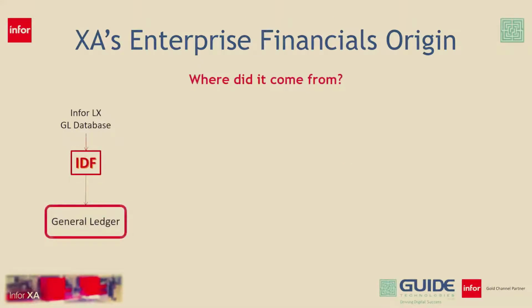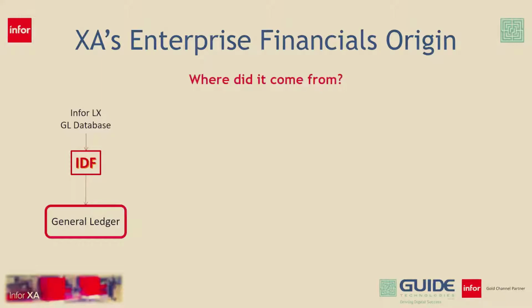The general ledger came from LX. BPIX, for those of you that remember the old name. It was a very strong green screen designed financial system. It outperformed IFM. It is state-of-the-art, except for the fact it was on green screen. Infor took the database, not the green screens, rewrote it, and put it into Enterprise General Ledger.